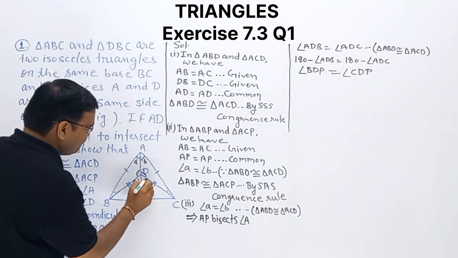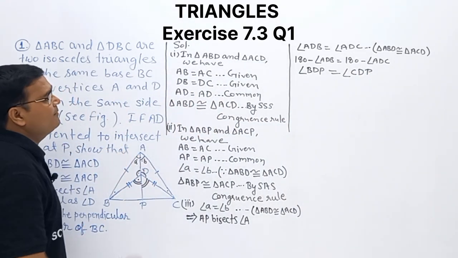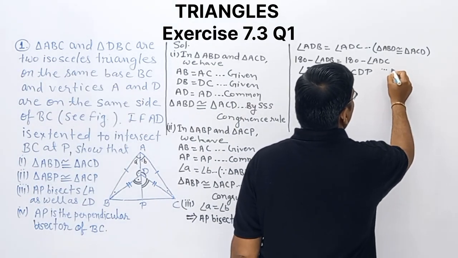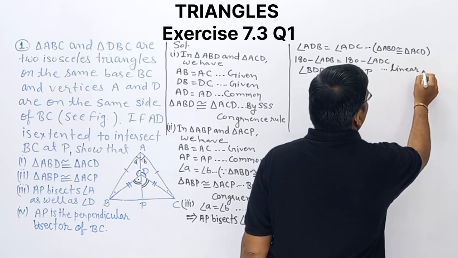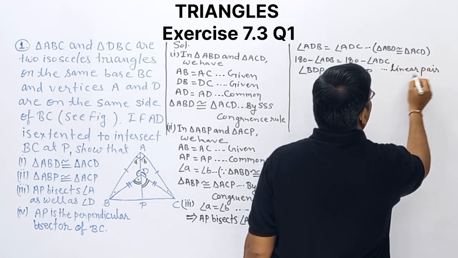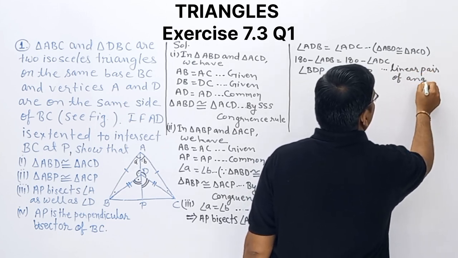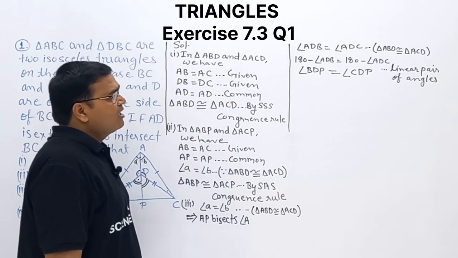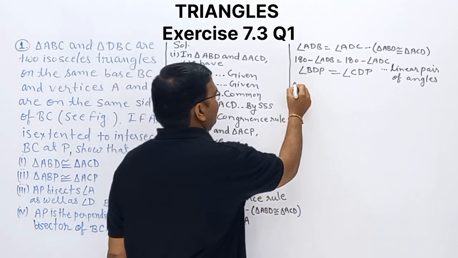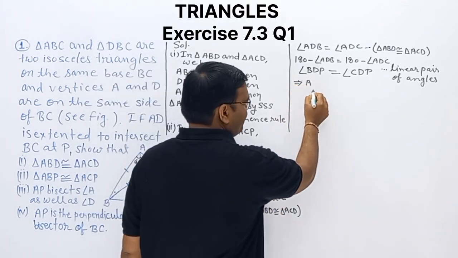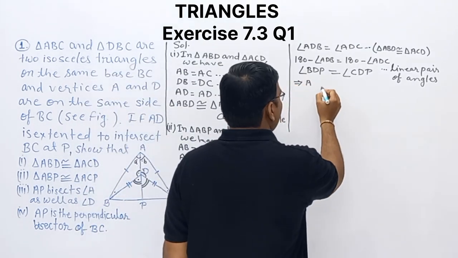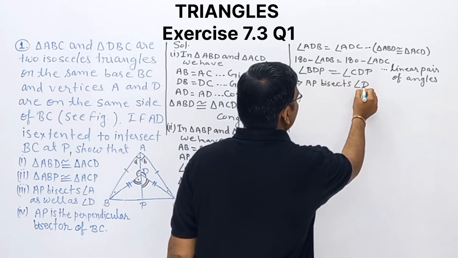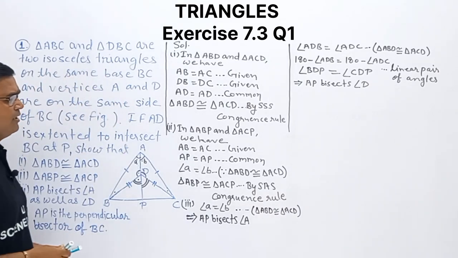CDP, this angle will be equal. So how are we getting these things? Linear pair of angles. By the linear pair of angles axiom, we are getting this. So finally we can say AP bisects angle D. Observe what we are doing in this question.